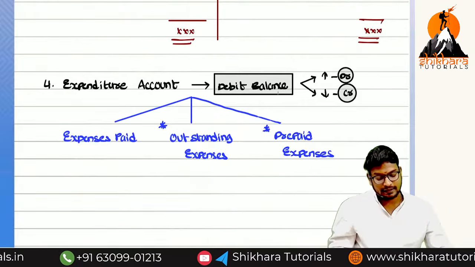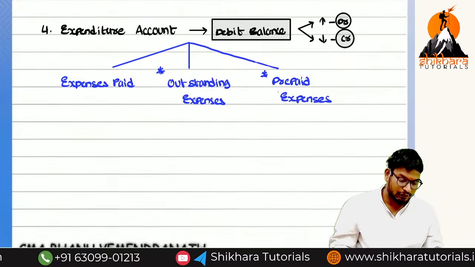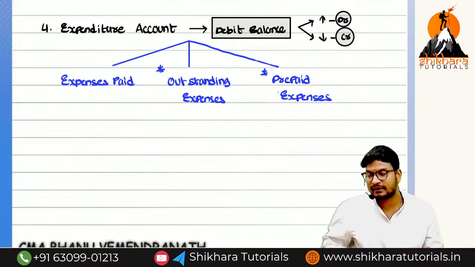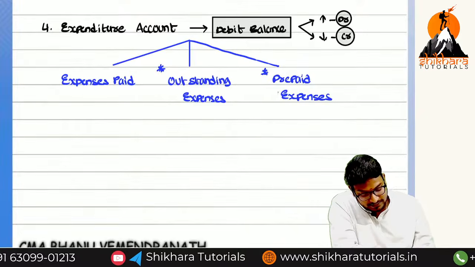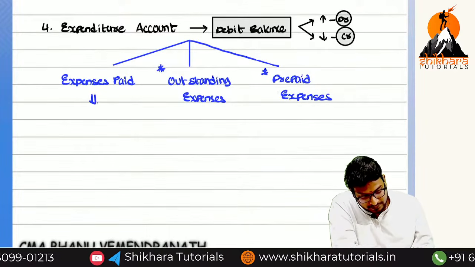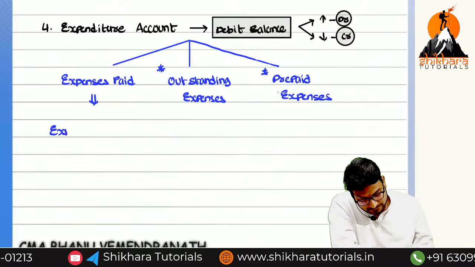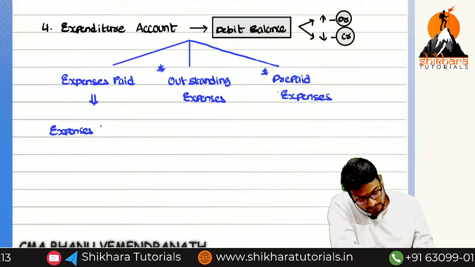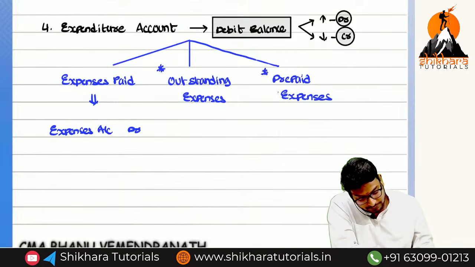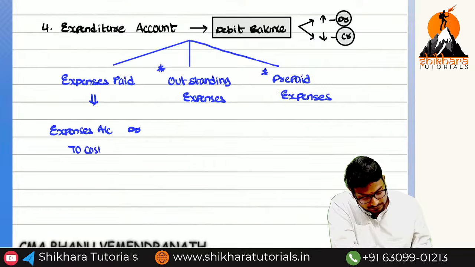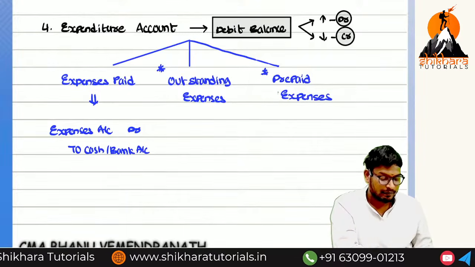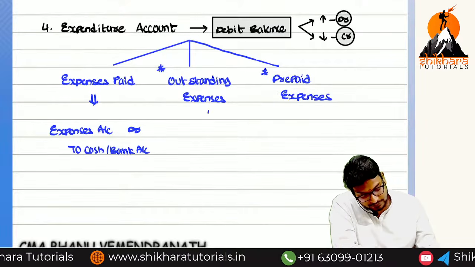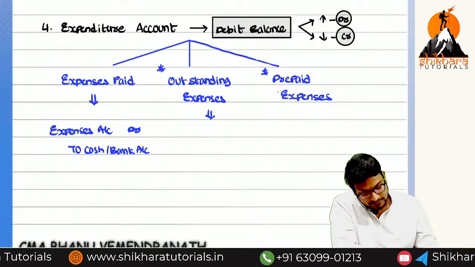So okay, leave 4 to 5 lines of space and then start the preparation of the account easily. Can you say the expenditure paid entry? Expenses account debited to cash or bank account. Okay, I think you know this one, so I am going to write once again.